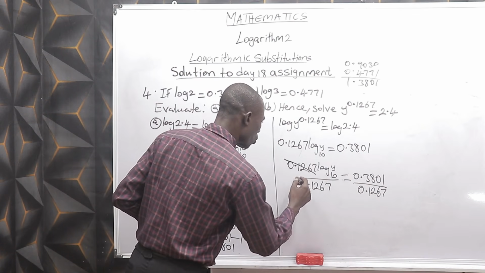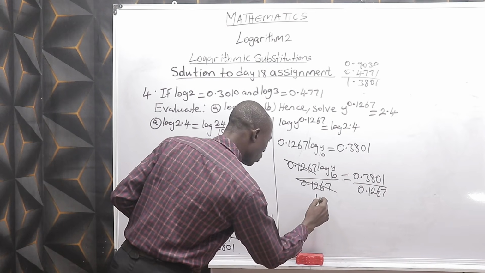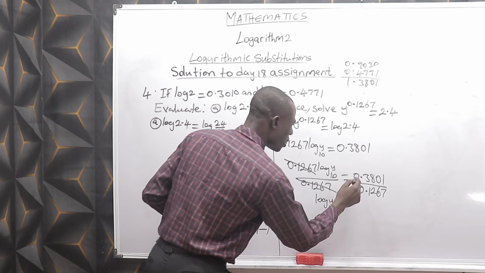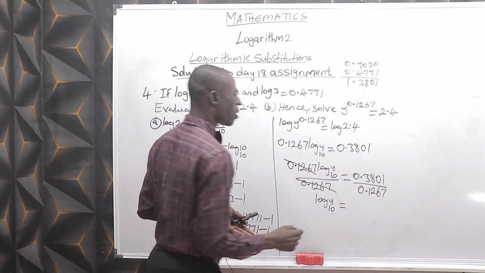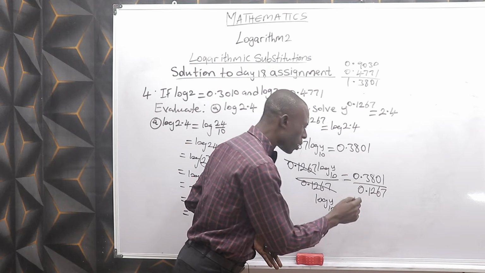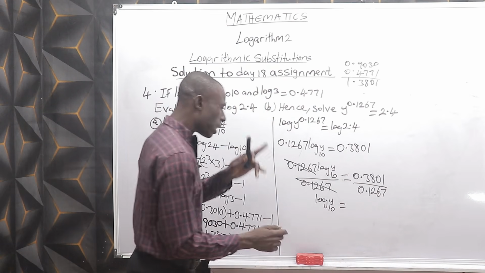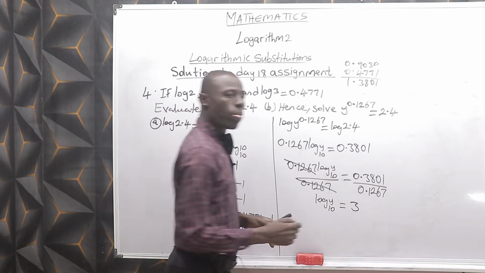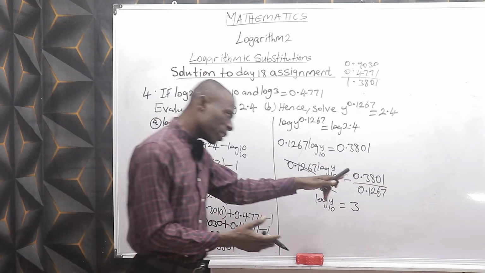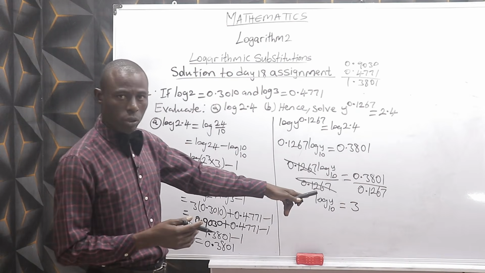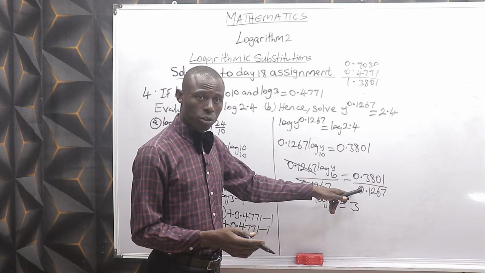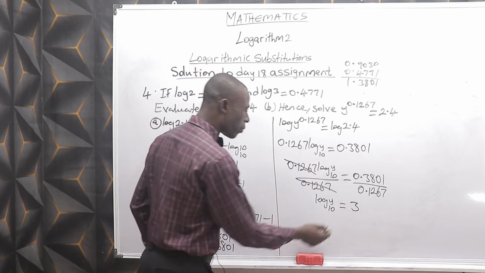So we take care of this. You have log y base 10 equals 0.3801 divided by 0.1267 gives you 3. I prepared the work for you, so I already know it is going to be 3. You need to press your calculator. Even a professor will need to press the calculator at that juncture. Is that okay? But it's going to give you 3.